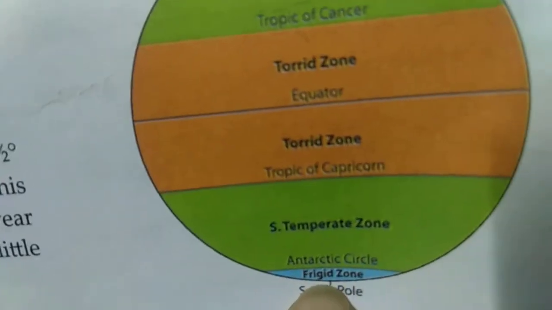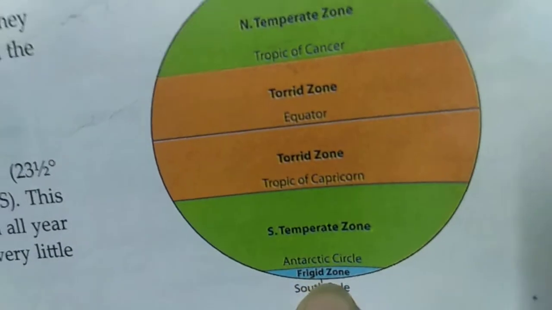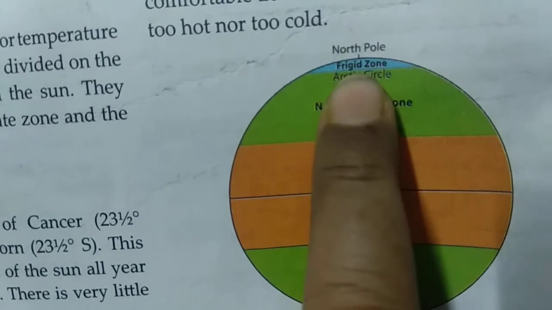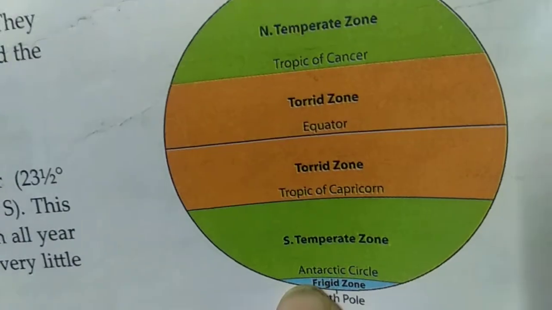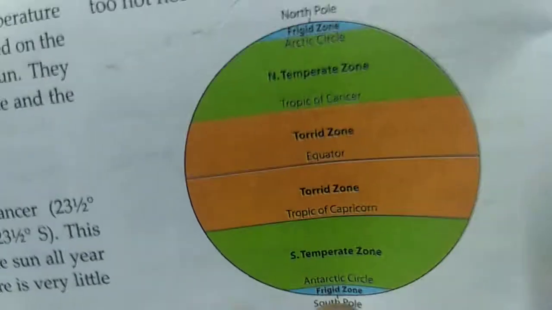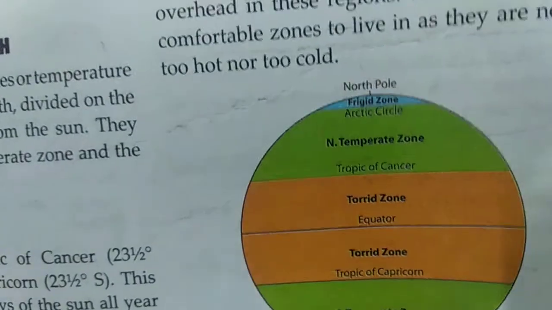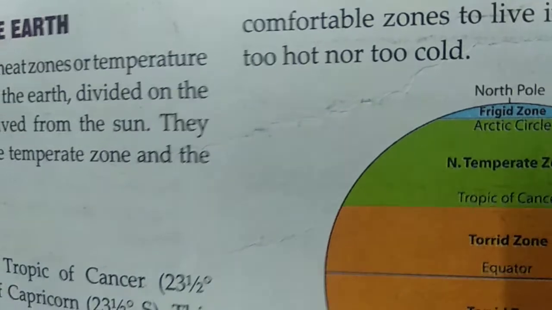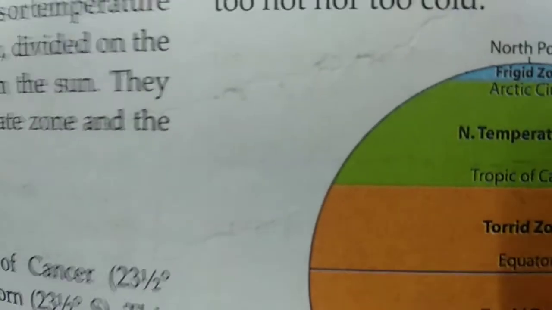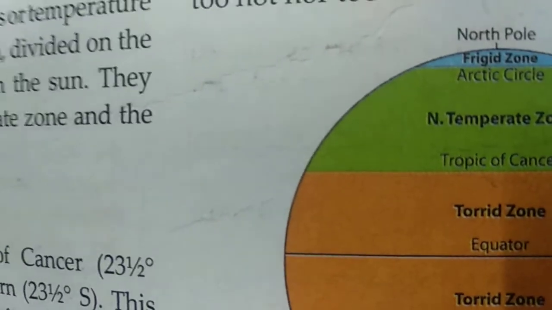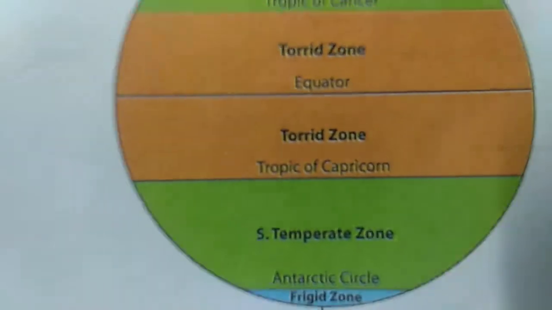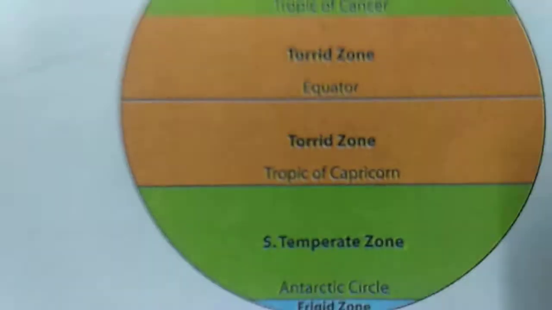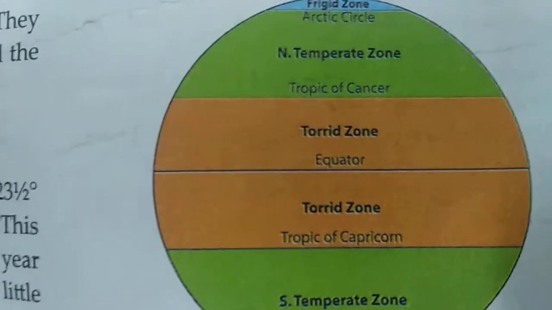Beneath it you can see this is the frigid zone. This is the frigid zone, and at the top it is the North Pole and South Pole. From the Antarctic Circle to the South Pole, and the Arctic Circle to the North Pole. That means from 66.5 degree to 90 degree north, and 66.5 degree to 90 degree south. That is the southern part of the hemisphere, the Antarctic Circle, and at the top it is the Arctic Circle.